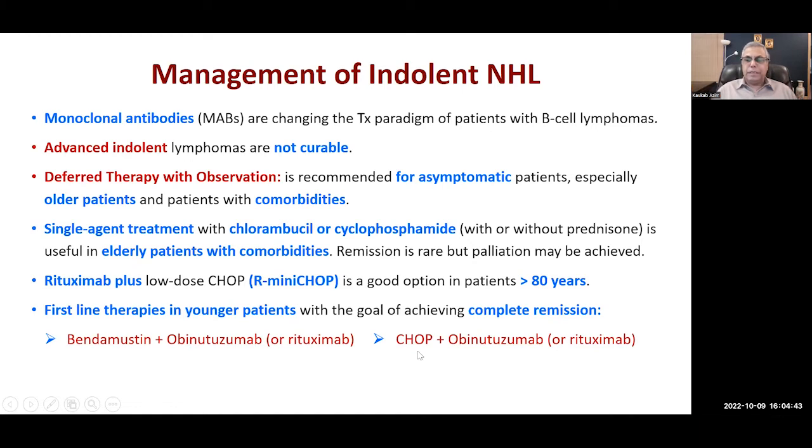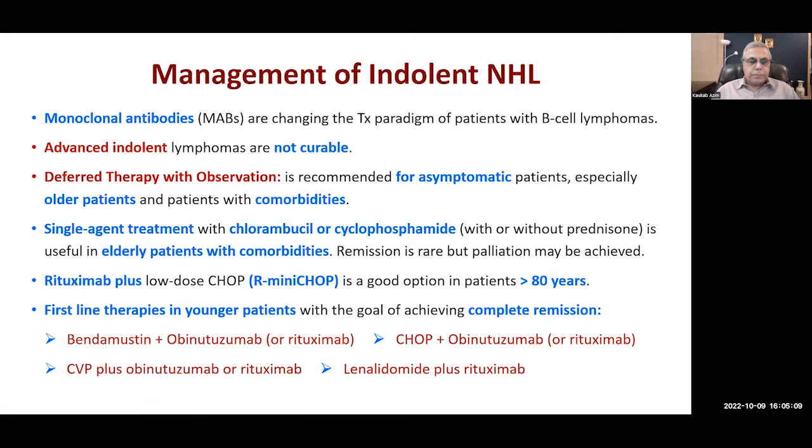I'll show you in the next slide, and obinutuzumab or rituximab. Right, this is for, it's a little bit more aggressive therapy. Then we have got CVP plus obinutuzumab or rituximab. Okay, cyclophosphamide and vincristine and prednisone. Then lenalidomide plus rituximab. This is angiogenesis inhibitor, same group as thalidomide.